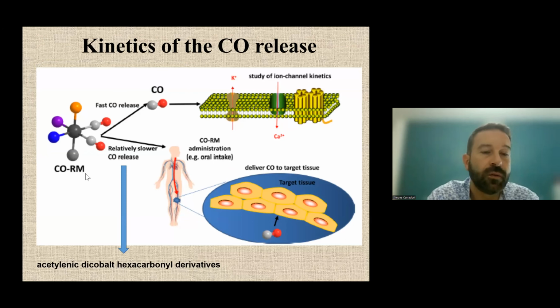In particular, CORMs, which are fast carbon monoxide releasers, are usually used as probes, as modulators of ion channels. Whereas a relatively slower carbon monoxide releaser can be administered not only parenterally, but also by the oral route in order to obtain an effect as therapeutic agents, so to have a delayed therapeutic effect. The acetylenic dicobalt hexacarbonyl derivatives were shown in the literature to be relatively slower carbon monoxide releasers.